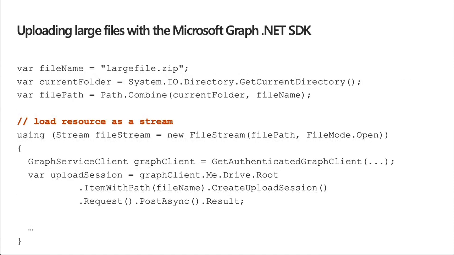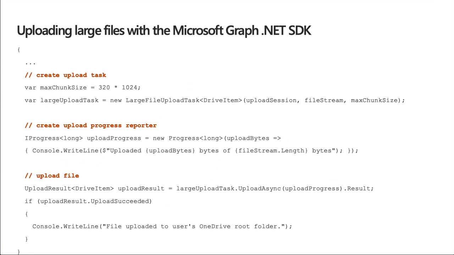The following code is going to upload a large file to the currently signed in user's OneDrive root folder using the Microsoft Graph .NET SDK. Here at the top, I'm getting a reference to the fully qualified path for a file. Once I have that path, I'm going to upload the file by saying graphClient.Me.Drive.Root, I'm going to create the item, then create a new upload session, and then say request.PostAsync().Result.